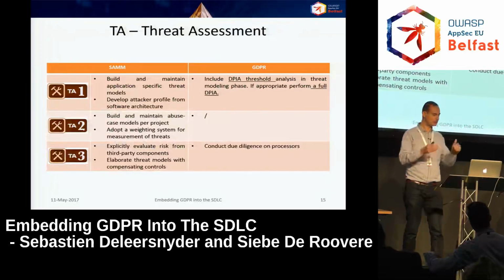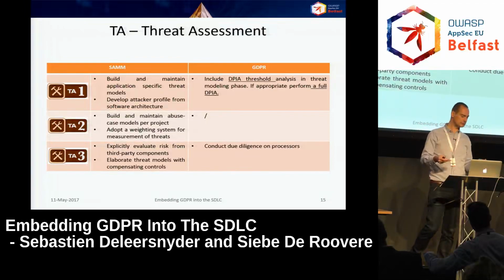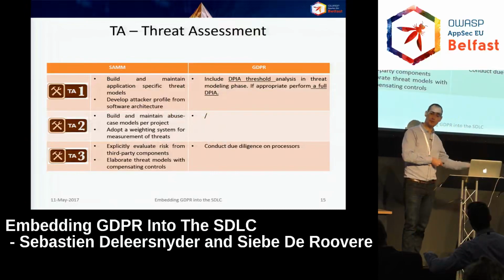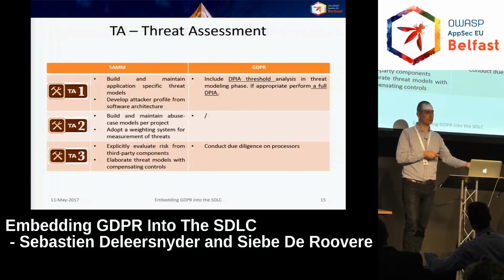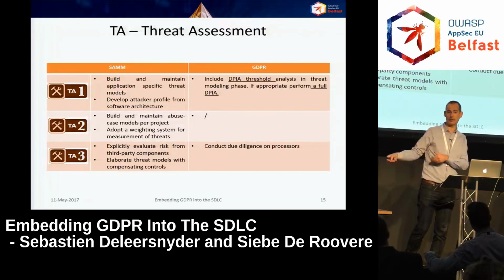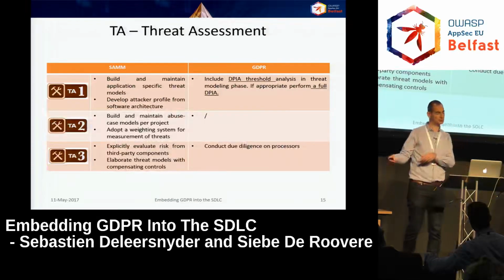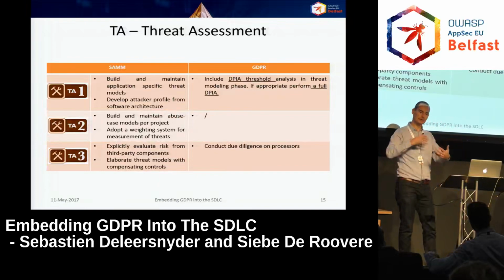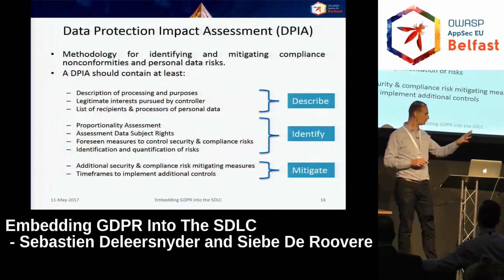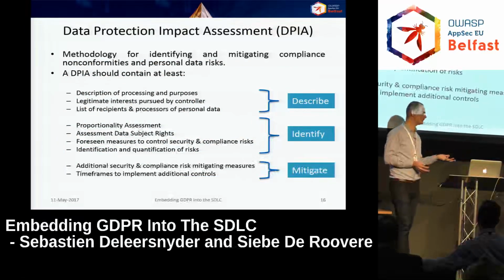One of the aspects, and you see that there are different activities in threat assessment, is making sure that you evaluate risk from third-party components. From components that are being used or supplied by your suppliers, or that are being used by your processors or people that actually run software functionality for you. So that also matches with the due diligence and the checks that you have to do on the processors that process data for you. So that's an important match there as well. Siebe is going to explain a little bit more what this data privacy impact assessment is.